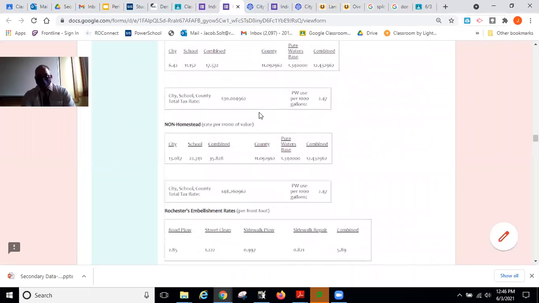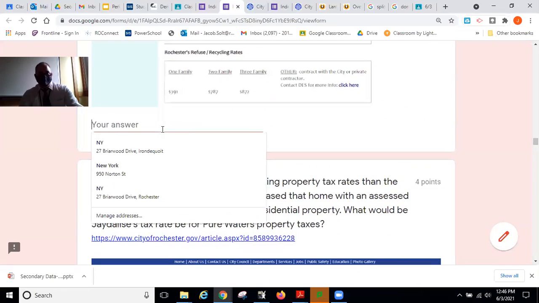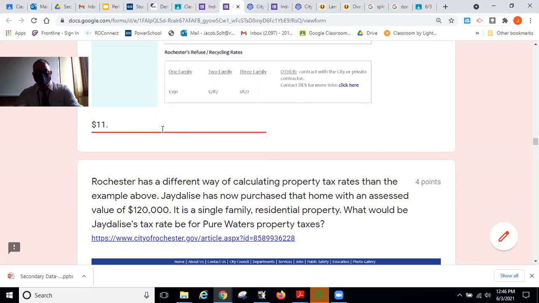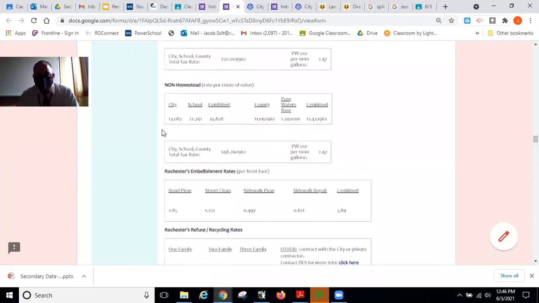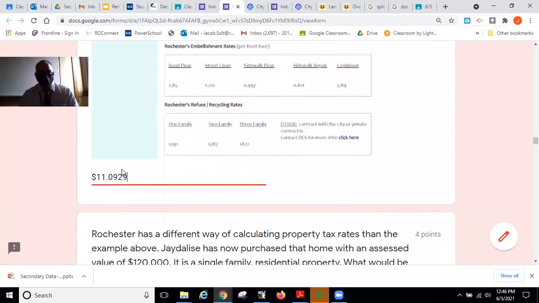So to answer this, it's 11.092962. Let me see if I can remember that long enough. I've already forgotten it. I know there was a 6 in there. I have to go back and look: 092962. Okay, there we go. Per 1,000. That's important. That per 1,000 is how much you paid per 1,000.